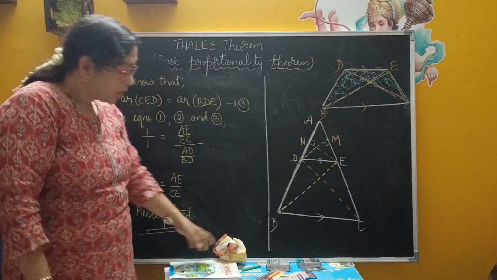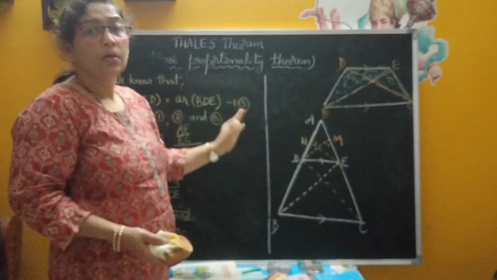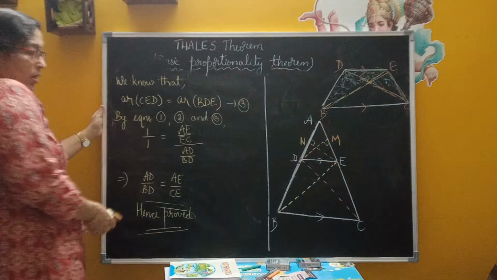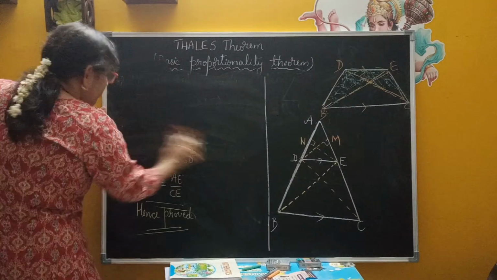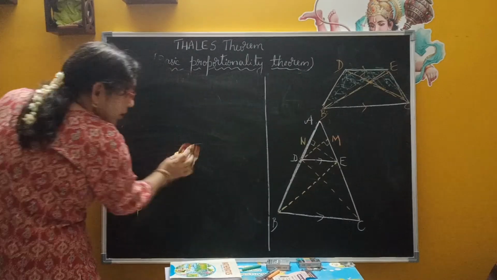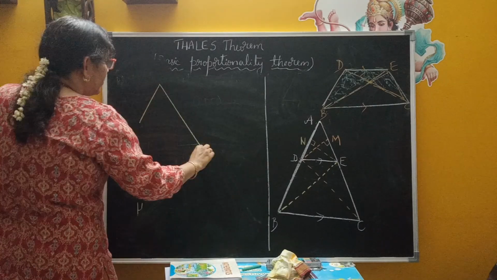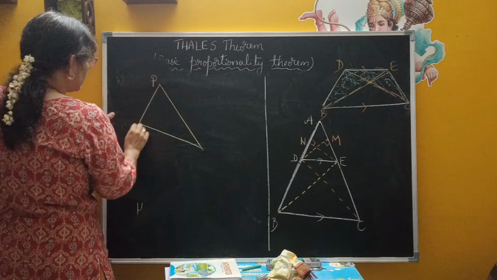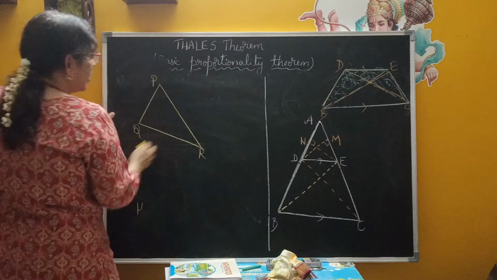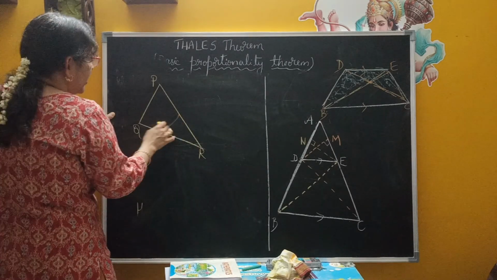Now I'll show with some more examples. Let me explain the same theorem with some more examples. Let us take one more triangle now. This is a triangle PQR, and a line is drawn parallel to the side PQ.